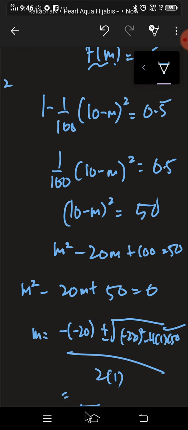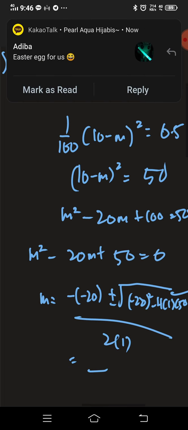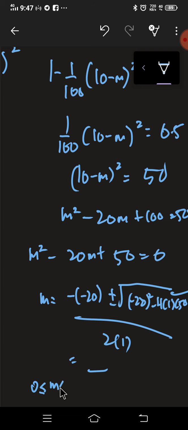So what is the value of m? We should take the m that is in between 0 and 10. So m should be in between 0 and 10. So what is our value of m? Earlier we found two values of m. Which one will be the correct value? Okay, so that's for question number 21.